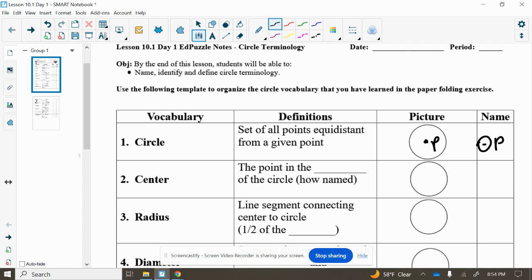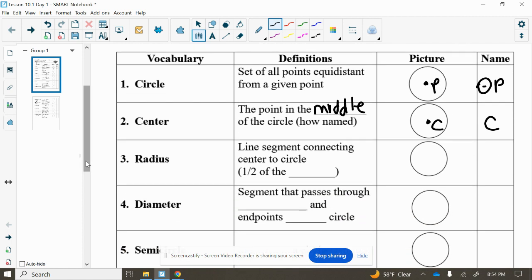A center then is a point in the middle of the circle. And again, this is how it is named. So maybe on this example, we have point C in the middle here, and C would be the point in the middle, this center. Again, it's just a point. A radius is a line segment connecting the center to the circle, a point on the circle.